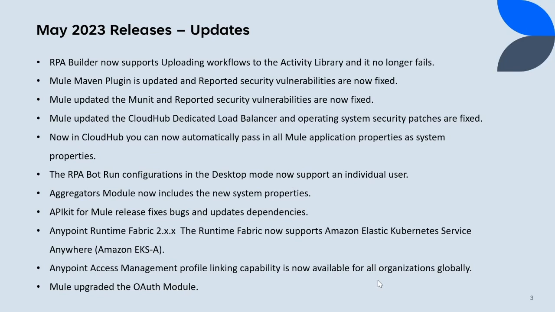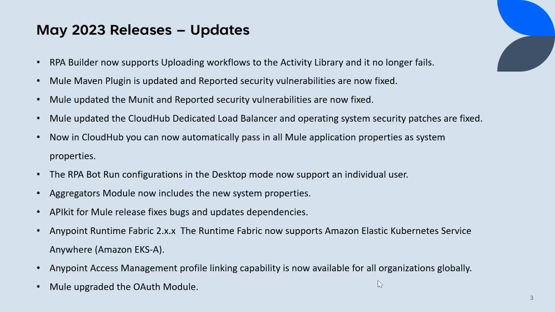Mule updated the CloudHub dedicated load balancer and operating system security patches are fixed. Now in CloudHub, you can automatically pass in all Mule application properties as system properties. The RPA bot run configurations in desktop mode now support an individual user. Aggregators module now includes the new system properties. APIkit for Mule release fixes bugs and updates dependencies.